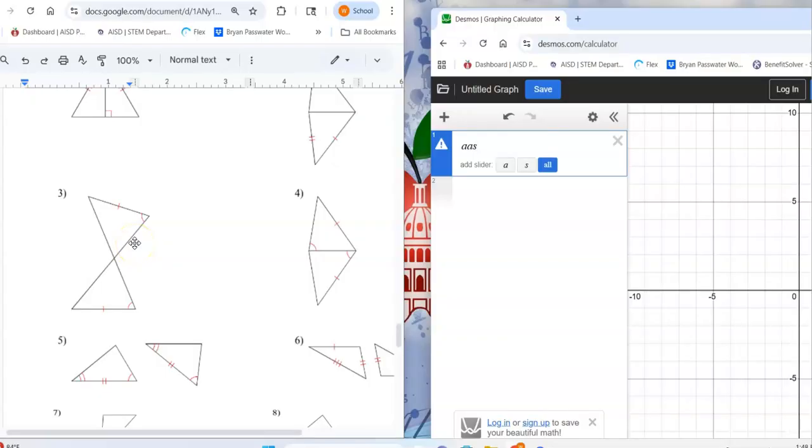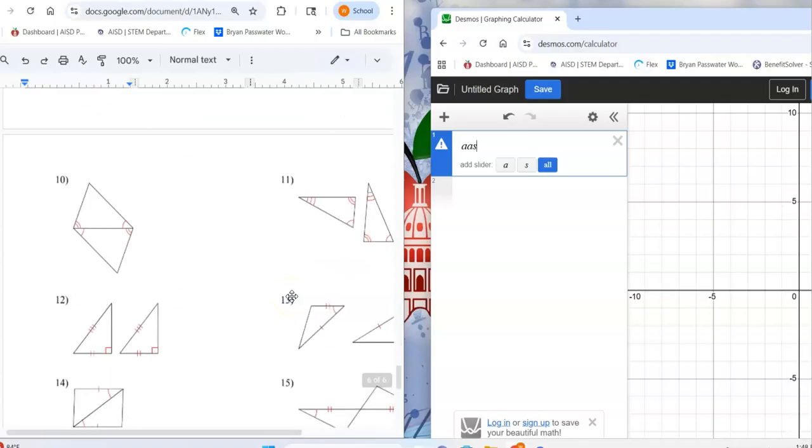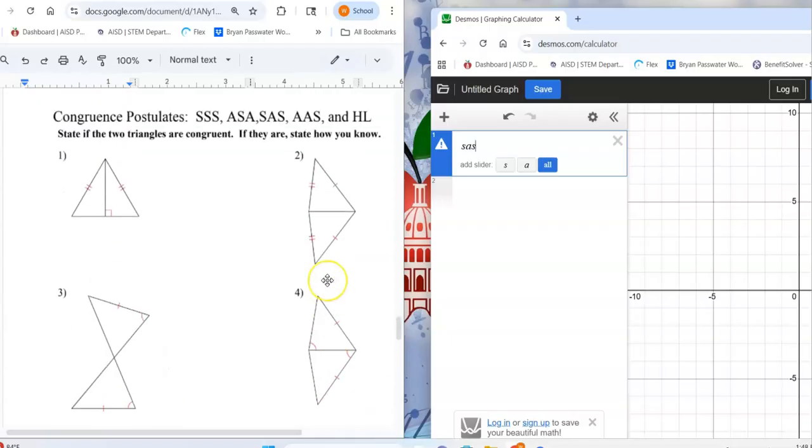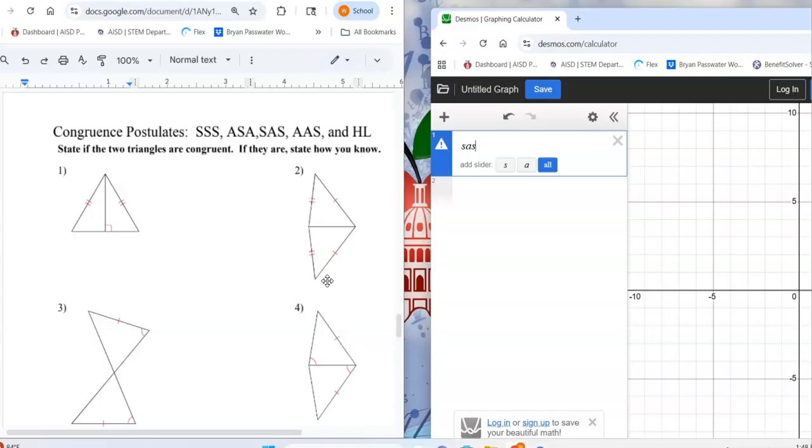I want to do one more. I'll do number four. For number four, notice it says this angle and this angle, and actually these two are congruent, and they share a side. So for number four, there's a shared side, there's an angle that's congruent in the middle, and there's a side. So number four is SAS.